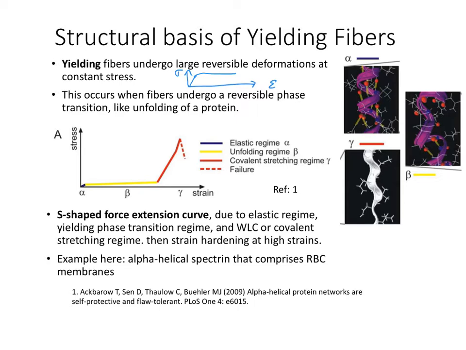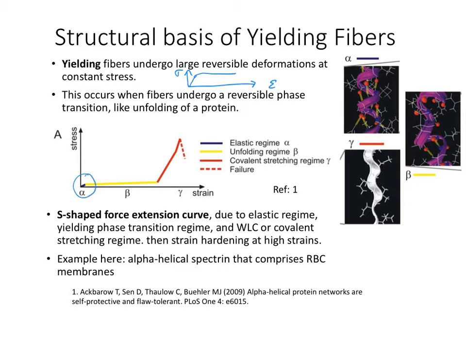A common cause of yielding in biological materials is unfolding of the proteins inside the fiber. As long as the proteins are covalently bound together or otherwise bound in some way that they maintain contact with each other even when they unfold, that is, they don't unbind when they unfold, they can exhibit this yielding elasticity. So we show here a picture that shows these several phases.